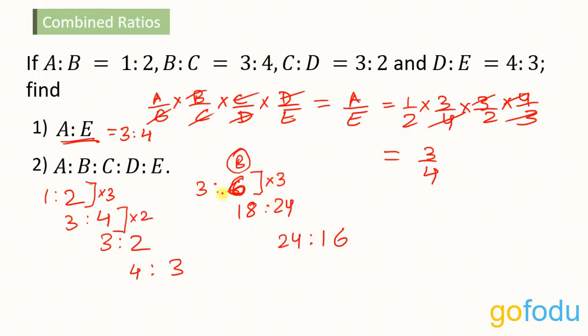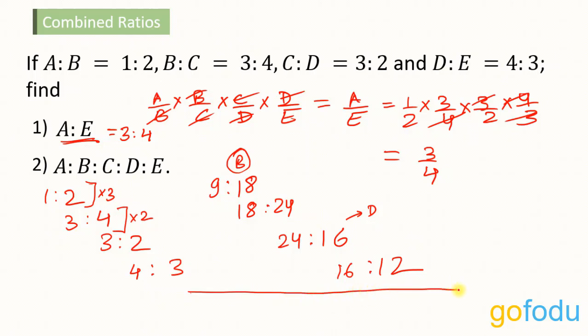So this first ratio 3 is to 6, when multiplied by 3, will become 9 is to 18 now. And the last ratio which I have is 4 is to 3. This is D is to E. So the D part here is 16. The D part here is 4. LCM of 16 and 4 is 16 only. So to make this D part 16 here, I'll have to multiply this ratio throughout by 4. It would be 16 is to 12.